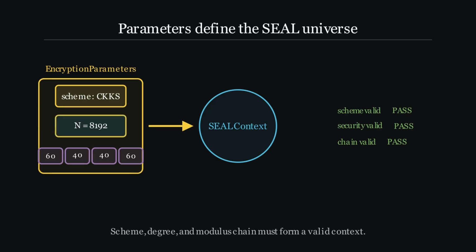The context validates whether the scheme is supported, the security constraints are acceptable, and the modulus chain is structurally valid. Only after all checks pass should the application create dependent objects. Parameters define the cryptographic universe. Changing them later creates a different compatibility domain.